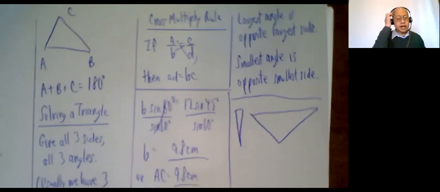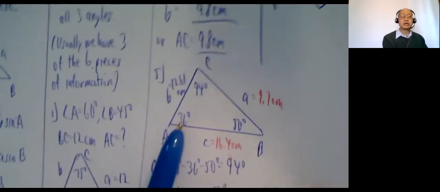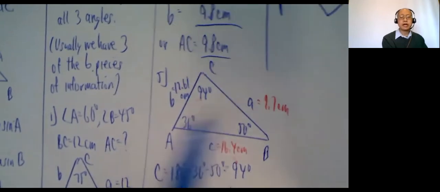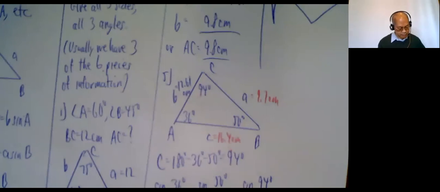So this is a little double check that you did it correctly, perhaps. It's not a guarantee you did it right, but it's one way you can double check. Is the largest angle opposite the largest side? Is the smallest angle opposite the smallest side? Okay, I'll try to show you number 7.